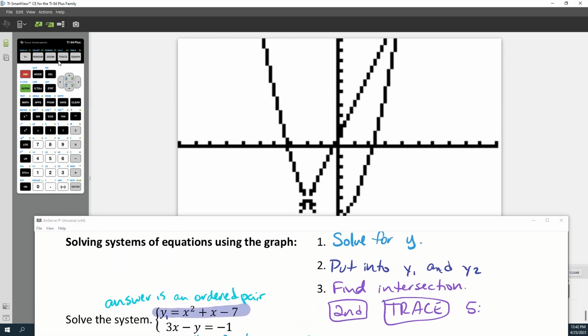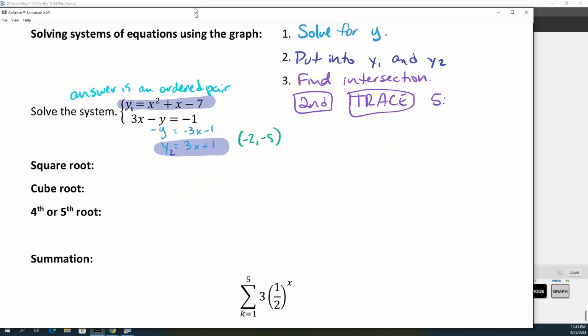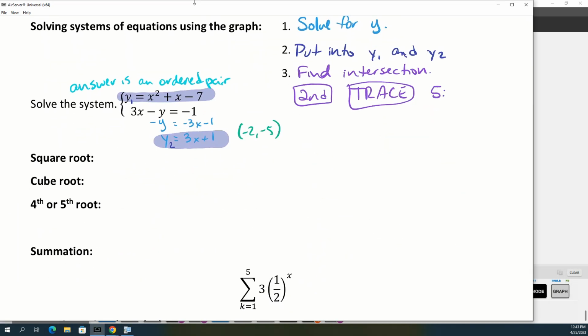All right, and then second trace number 5. Move close to the other place where they cross. And it's okay, it's off the screen a little bit. So 413 is the other solution. Okay. So system of equations, do the x and y. Just a regular equation, just give the x.